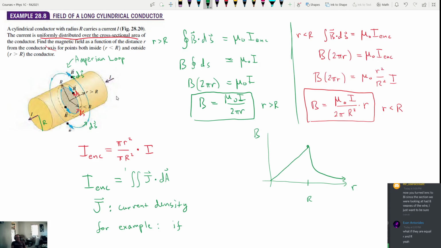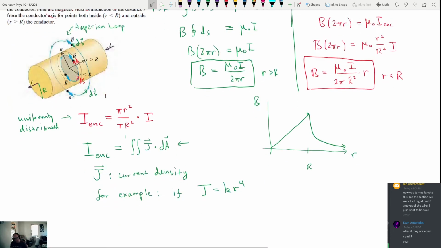Okay, so if you're given that your current density is not uniformly distributed, those words, uniformly distributed, are why I can use this. Uniformly distributed allows me to do this. And it says over the cross-sectional area. That's why I can use a ratio of the areas here. But if you're given the fact that your current density, let's say, is equal to k times r to the 4th, for example, where k is just some constant, then you have to use that equation to find what your current enclosed is.